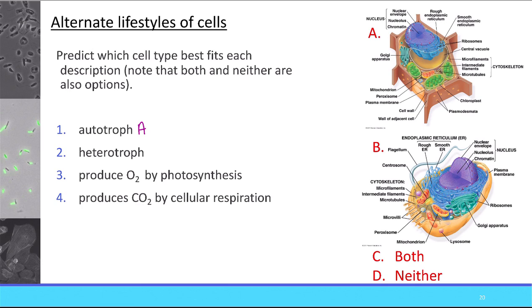For two, heterotroph. And that is going to be our animal cells. And then 3 is asking about producing O2 by photosynthesis. That's going to be our plant cells. And that O2 comes from stage 1, it comes from photolysis, and then producing CO2 by cellular respiration. So that is actually going to be both.